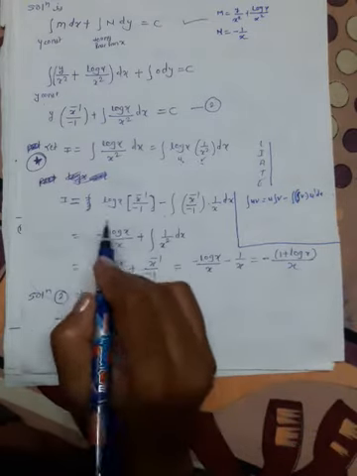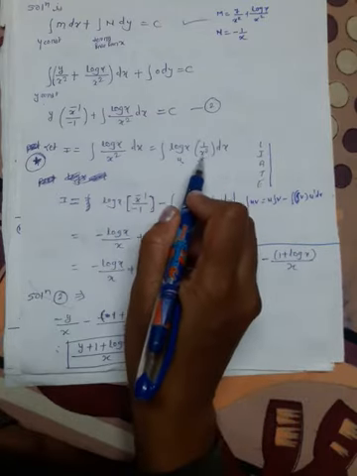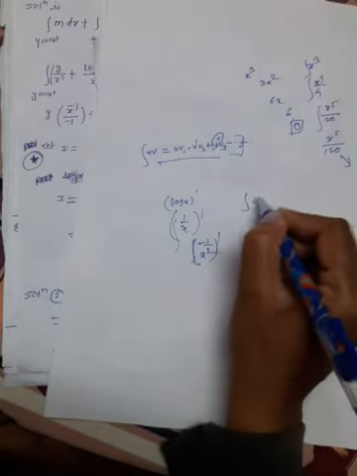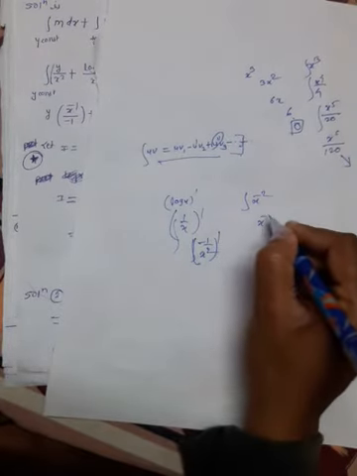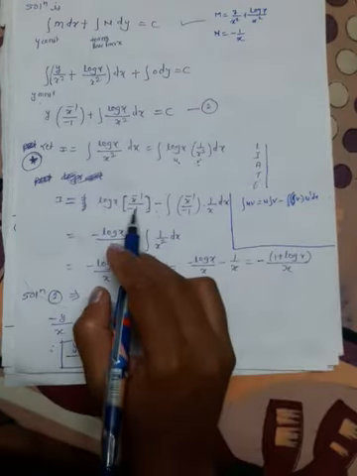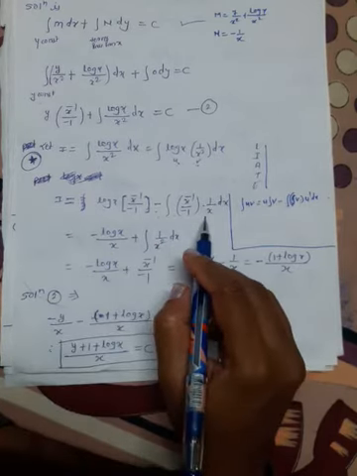Now put the value of u here: log x into the integration of v, which is log x times 1 upon x square integration. How to calculate? Integration of x raised to minus 2 is x raised to minus 2 plus 1 upon minus 1. Okay. Minus integration of this integration as it is, into the derivative of log x, which is 1 by x dx.